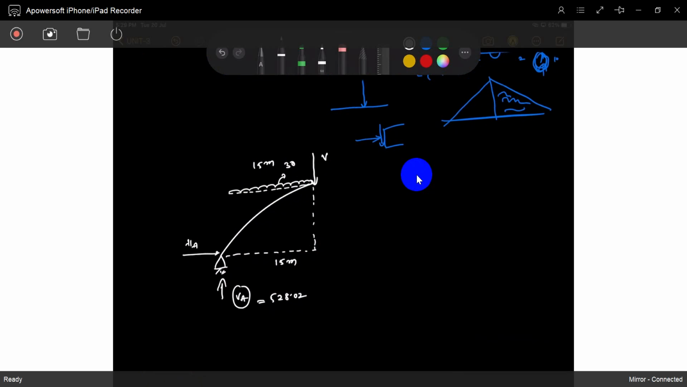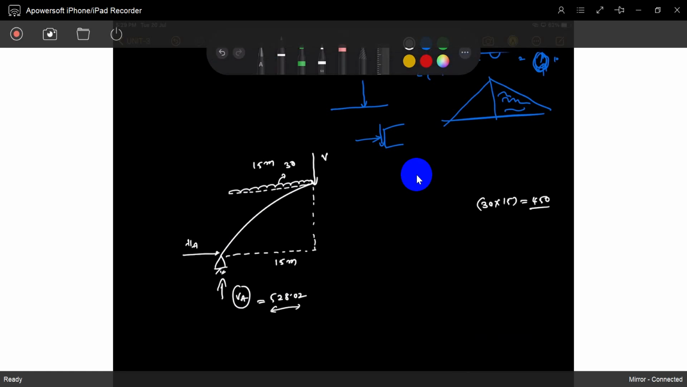The uniform distributed load is 30, over 15 meters. 30 into 15, what is that? 450. This is the total load: 30 into 15 is 450. So this is 450, and this is 528.